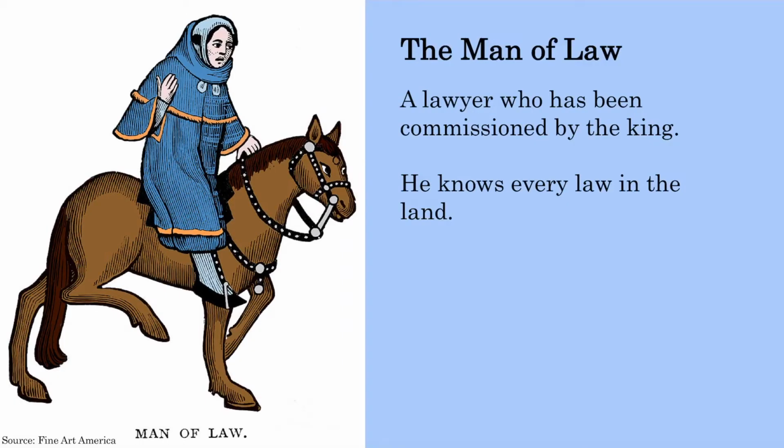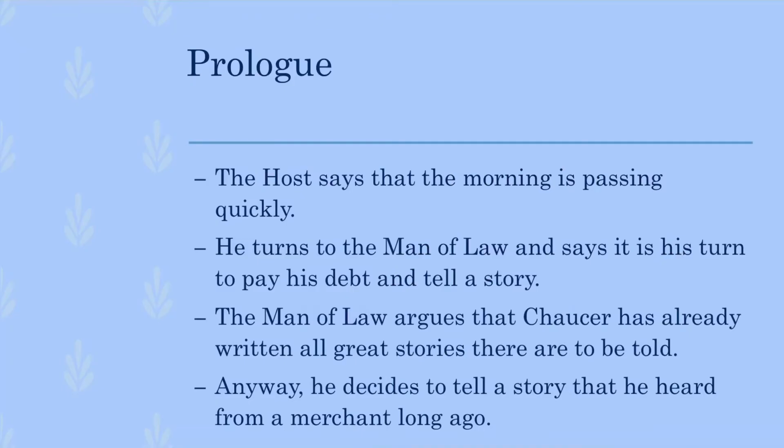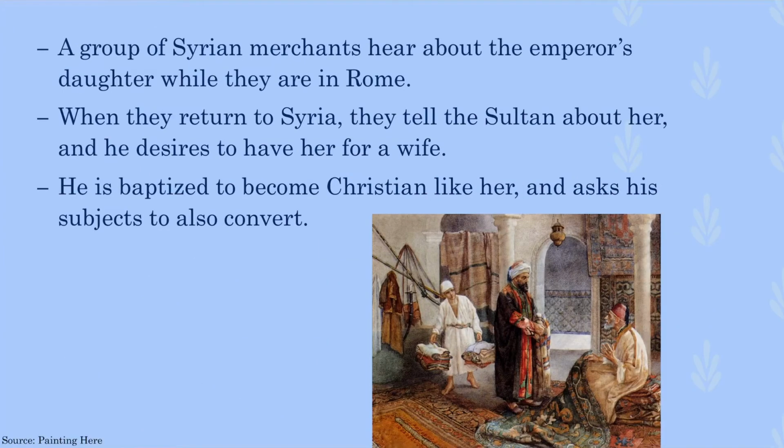The Man of Law is a lawyer who's been commissioned by the king. He knows every law in the land, and he is one of the pilgrims that's going to give us a story. Now, the host says that the morning is passing quickly. He turns to the Man of Law and he says that it is his turn to pay his debt and tell a story. The Man of Law argues that Chaucer has already written all great stories that there are to be told. Anyway, he decides to tell a story that he heard from a merchant a long time ago.